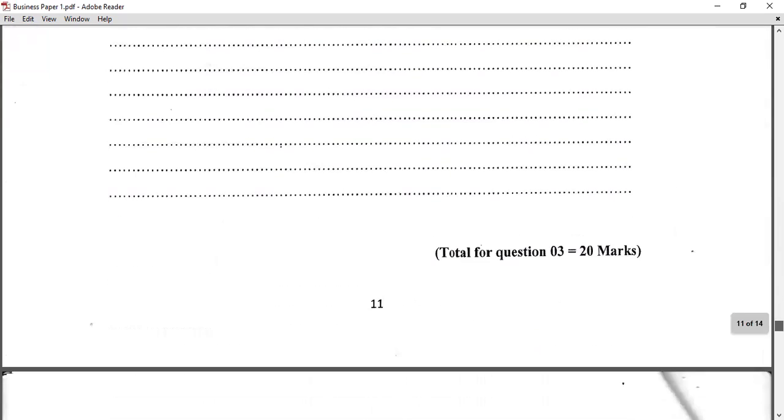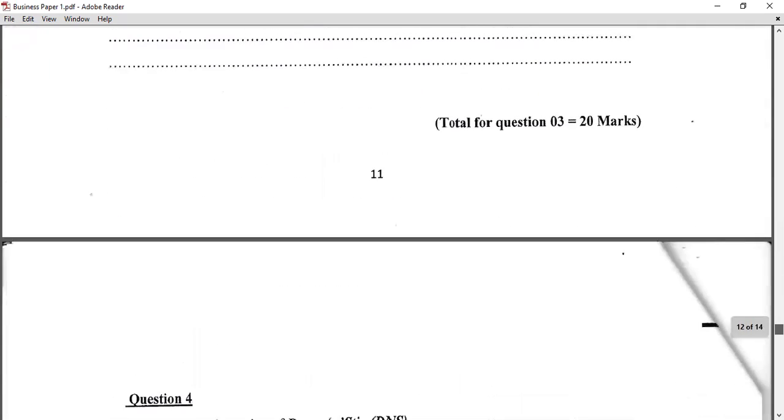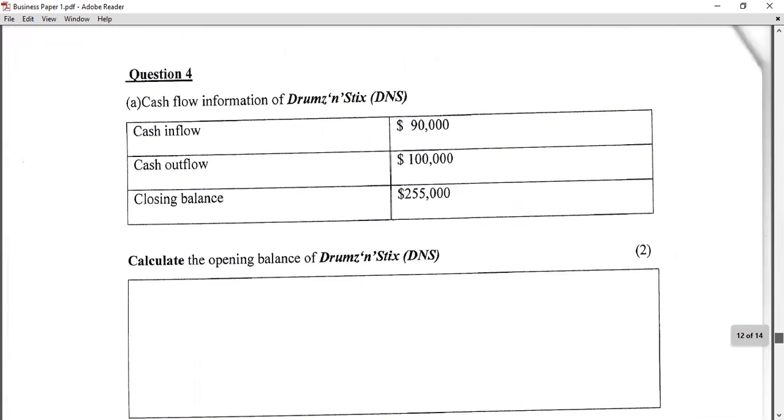Okay, that's the end of question number 3. Let's go to question number 4. There are only 3 questions: a 2 marker, a 6 marker, and a 12 marker. This kind of 2 marker question has appeared in a couple of past papers, where we see cash flow questions like this. This question asks us to calculate the opening balance of DNS. I'd like to welcome your answers from the chat.